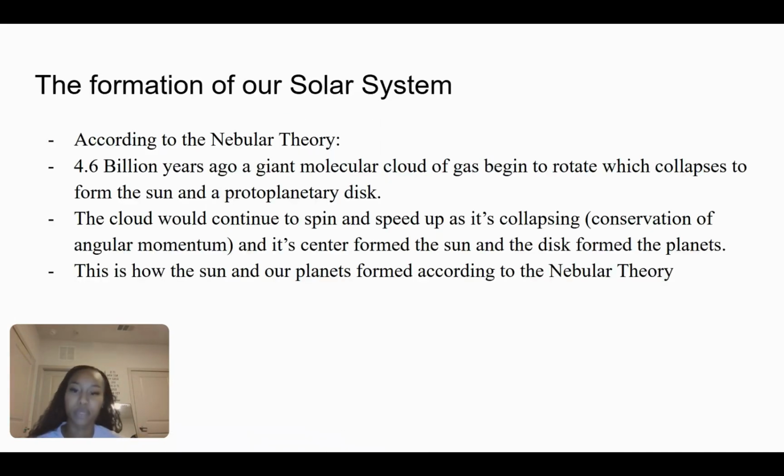So, according to the nebular theory, our solar system was formed about 4.6 billion years ago by a giant molecular cloud of gas that began to rotate and collapsed to form the sun and the protoplanetary disks. The cloud spun and was collapsing at the same time, which is also conservation of angular momentum, and its center formed the sun and the planets.